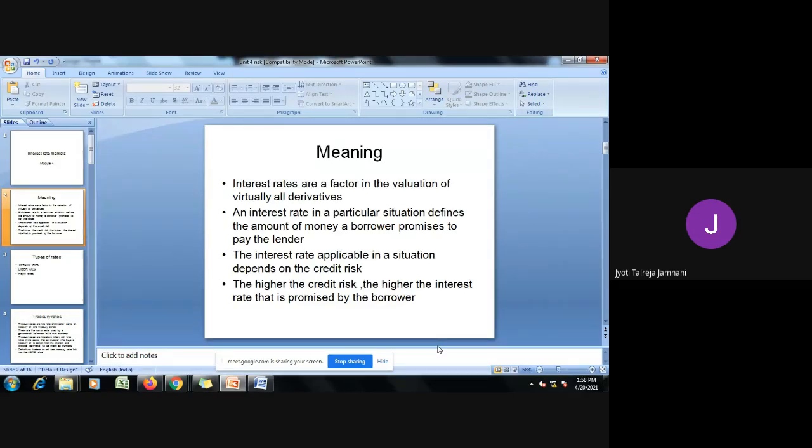For example, if you are taking a housing loan and you've kept your house as a collateral or security, the interest rate will be comparatively low, because if you don't pay, the bank can sell your house and recover the money. But on the other hand, if you're taking a personal loan, you just have a guarantor, no collateral, no security. The interest rate there will be a little higher because personal loans are a bit riskier than housing loans. So it depends on the credit risk. The more risky the loan is, the higher the interest charged by the banker or any lender. The higher the credit risk, the higher the interest rate that is promised by the borrower.